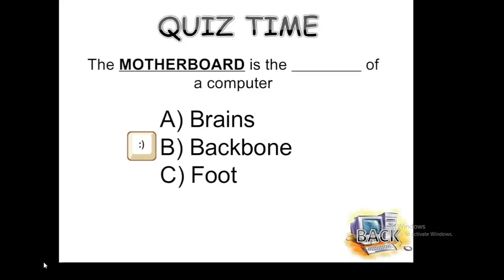Okay, now quiz time. First quiz. The motherboard is the blank of a computer. Answer A, brains. Answer B, backbone. Answer C, foot. The correct answer is backbone.